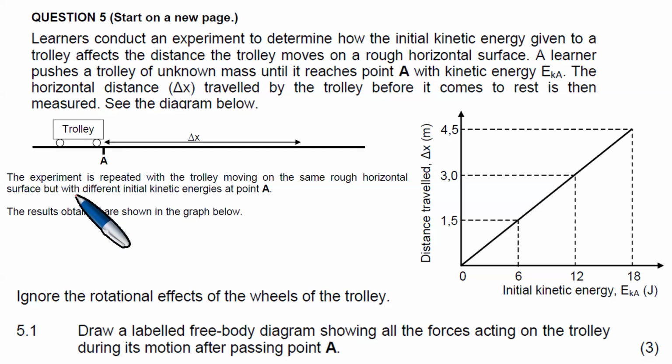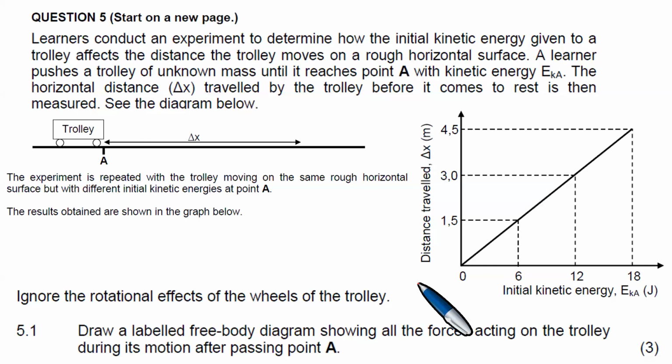Okay, what does the examiner want us to look at here? They want us to ignore the rotational effects here. Draw a labeled free body diagram showing all forces acting on the trolley during its motion after passing point A. Right, so now let us look at this question and draw a free body diagram. Now, the question is, what does the free body diagram look like for this particular kind of motion? So we interpret this and draw the free body diagram very carefully.